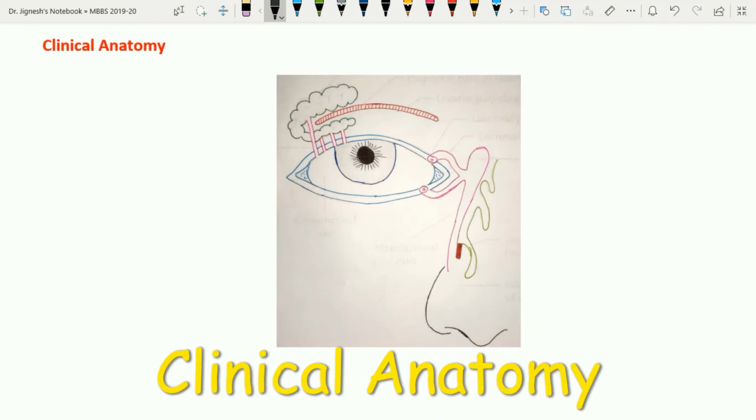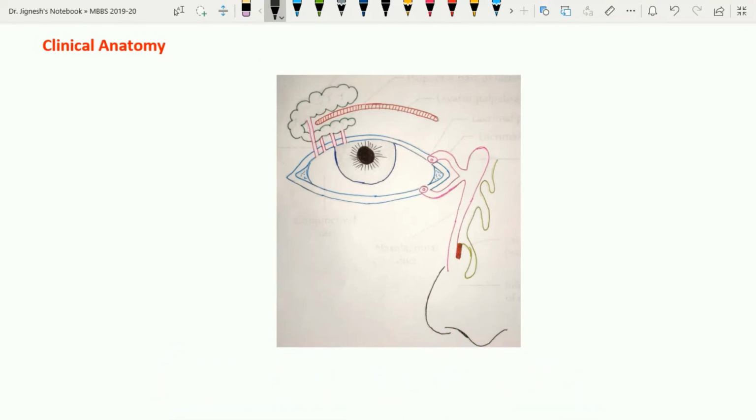Now let's see the clinical anatomy of the lacrimal apparatus. The most common clinical condition concerned with this lacrimal apparatus is congenital dacryostenosis. Dacryo means concerned with the lacrimal apparatus, and in congenital dacryostenosis, nasolacrimal duct stenosis occurs, and it is a congenital condition. This will prevent the flow of lacrimal fluid to the nasal mucosa, and ultimately the lacrimal fluid will roll down as tears, and this excessive tearing is called epiphora.